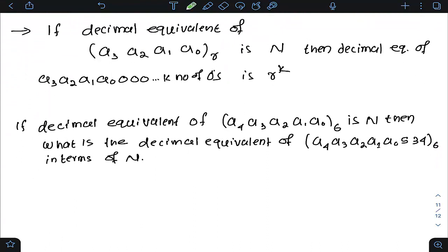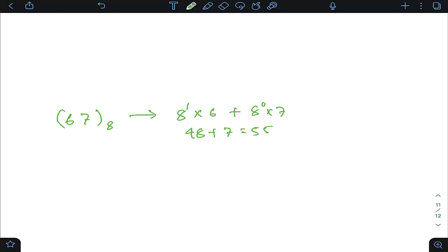So let me show here. Suppose, for example, I have a number, students, let's say 67 in base 8. Now what I am saying is, you find the decimal equivalent of it. The decimal equivalent of it will be 8 power 1 into 6 plus 8 power 0 into 7. So this is 48 plus 7, which is 55.